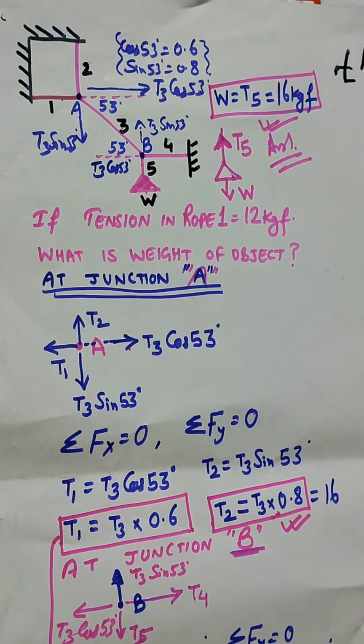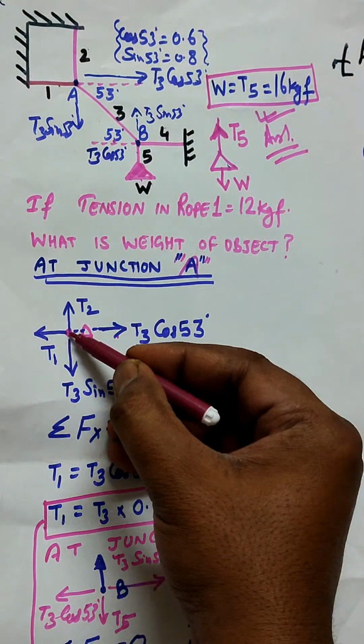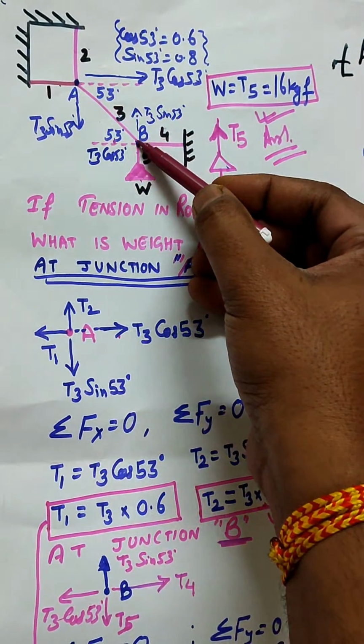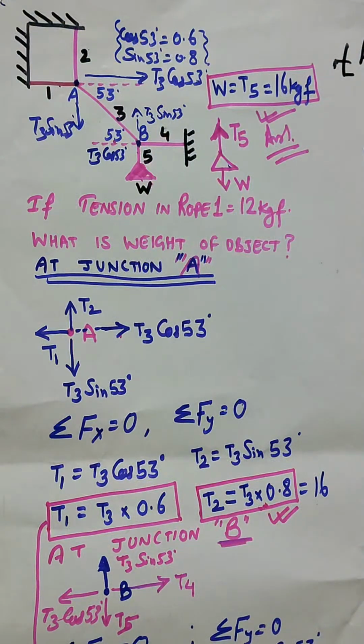So in this way, just draw the free body diagram and see the forces acting at those junctions. Here we have two junctions, and we consider those points. At any point you can consider and see how many forces are acting at that point and just solve it. You will get your answer.